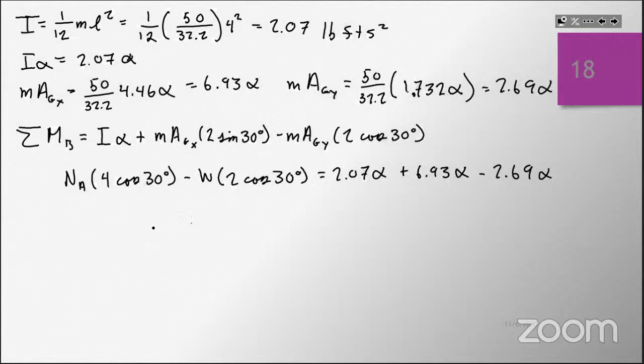I messed that up. I think I messed it up. No, we're good. 2 times sine 30 is 1 times 1.73. So, all right, 2 times sine 30 is 1/2, so 2 times sine 30 is 1. That's why we're just left with MAGX there. In the other case, 2.69 alpha times 2 cosine 30, which is 1.732.